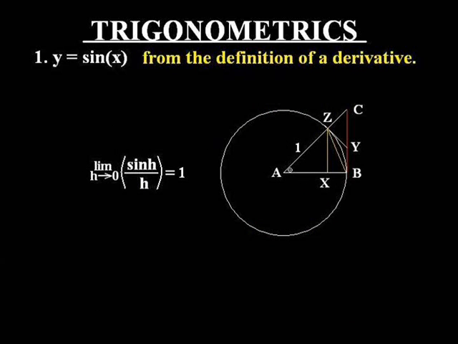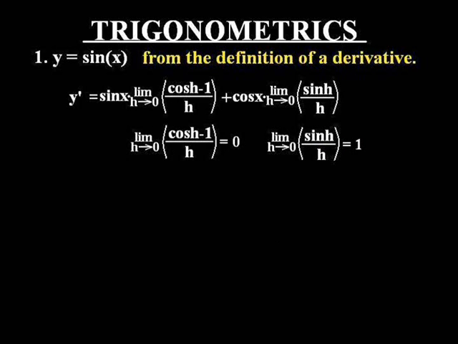So there you have it. The limit as h approaches 0 of sine h over h is equal to 1. Alright, let's go back to the original unfinished derivative and fill in the limits that we now know in order to find the derivative of sine of x.